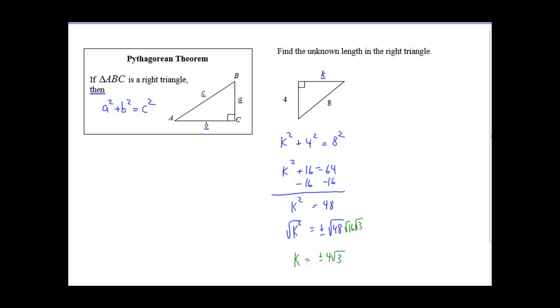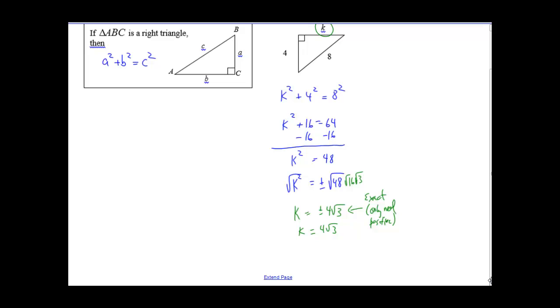Okay. This is the exact answer. A decimal going out for a while. But if you remember, we only have a side of a triangle. You cannot have negatives. Because of the exact solution, you only need the positive answer. So our answer is just k equals 4 radical 3. Or we can say the approximate answer, if you multiply the radical 3 out, k is equal to 6.93. And that's the approximate answer.